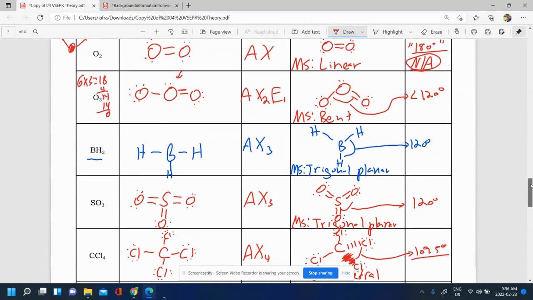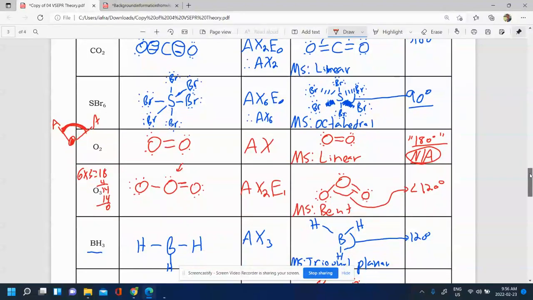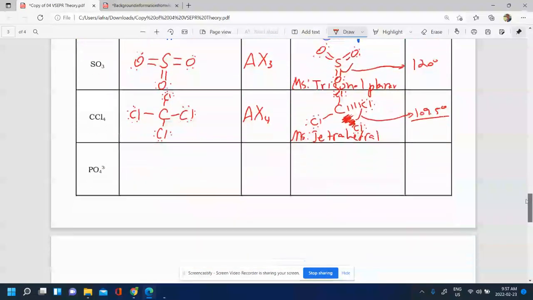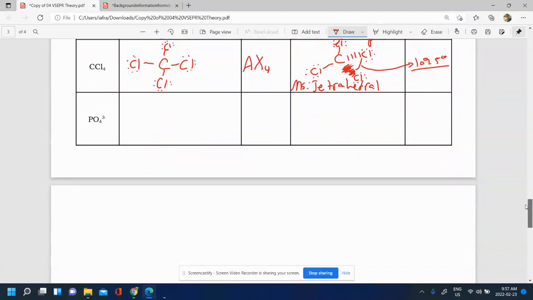And so that was some more examples of using VSEPR theory to predict the molecular shape and bond angles. In the next video, we're going to do one more example with the phosphate ion. But again, I always encourage you to try it yourself and then to check the video to see if you were on the right track with the concept.